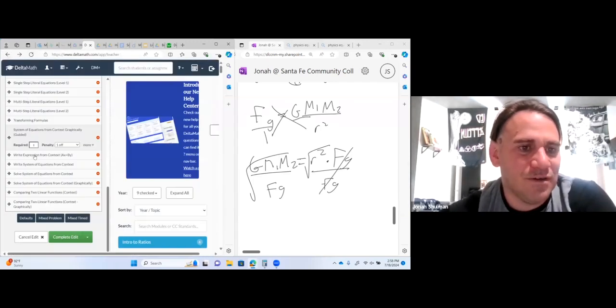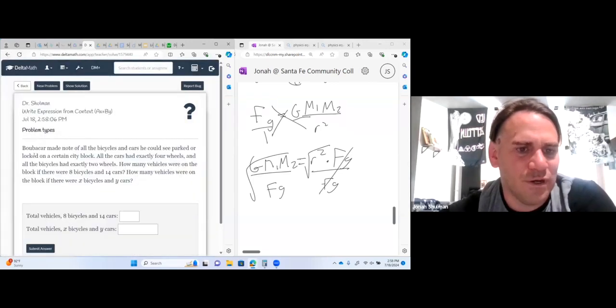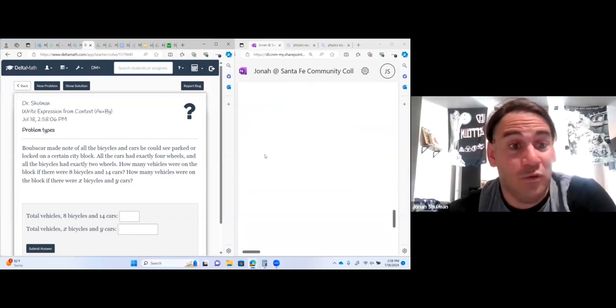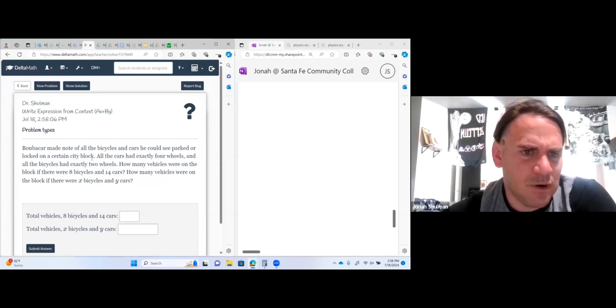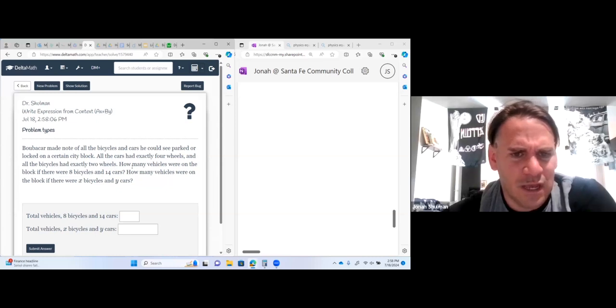All right, let's make these harder. Oh, because I didn't before. Okay. We got Bubakar. What a cool name. Bubakar made a note of all the bicycles and cars he sees parked and or locked. All the cars are exactly 4 wheels, and all the bicycles have 2 wheels. How many vehicles were on the block if there were 8 bicycles and 14 cars?